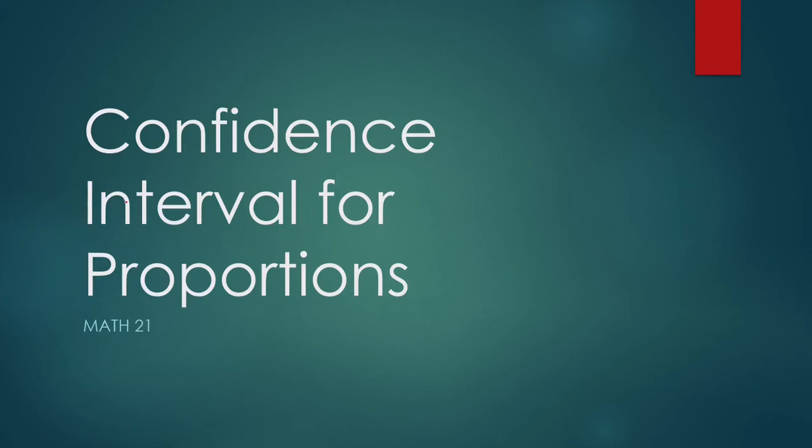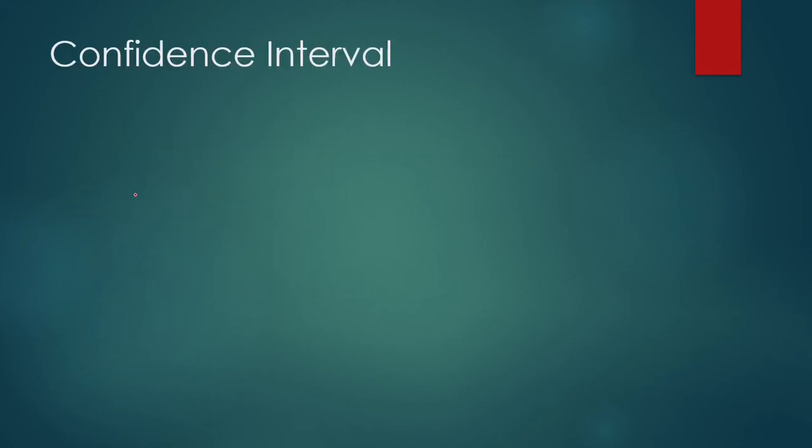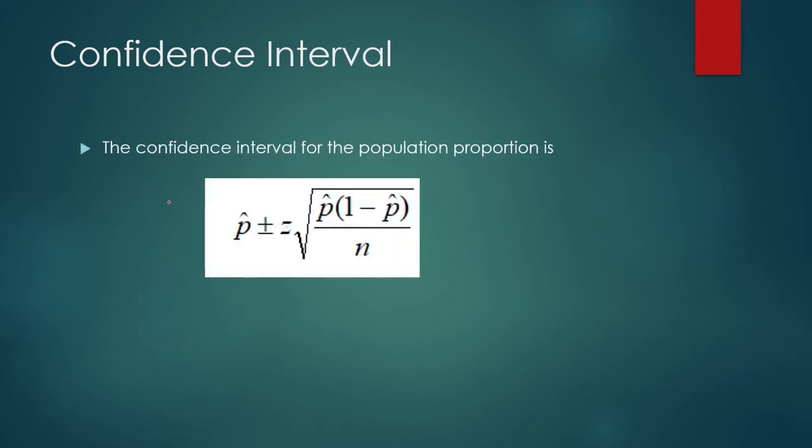Confidence intervals for proportions. The confidence interval for a proportion is given by the formula p hat plus or minus z times the square root of p hat times the quantity 1 minus p hat over n, where p hat is equal to x divided by n.